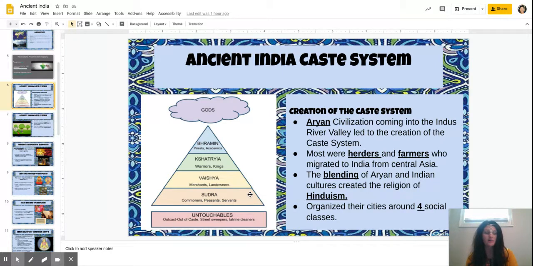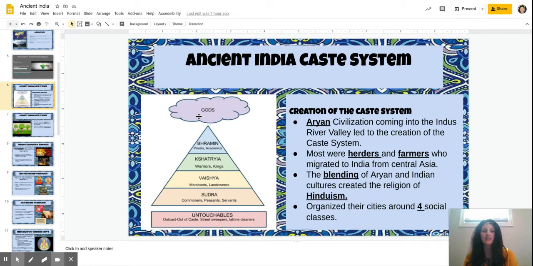The bottom of the 4-class system is the Sudra. These are your commoners, peasants, and servants. Next, we move up to the Vaishya, merchants and landowners. Merchants are people that sell goods or exchange goods and services. Kshatriya are the warriors and kings, and Brahmin at the very top consisted of priests, who are leaders in the church, and academics, so leaders in education, scholars, educated people.